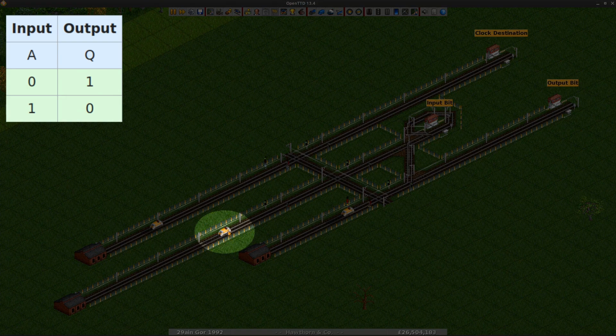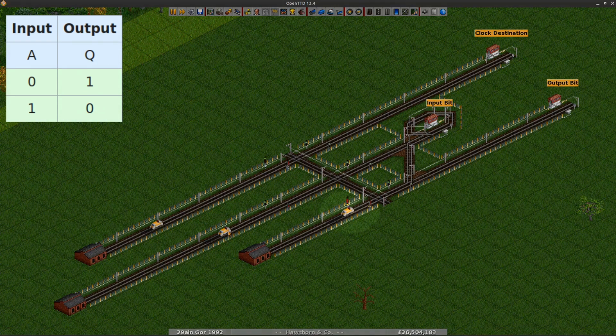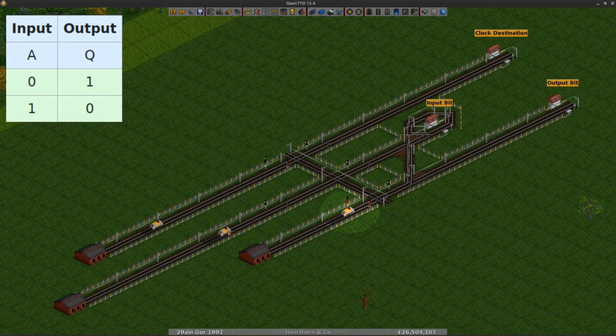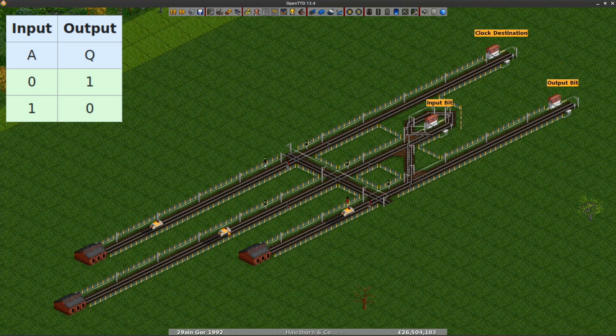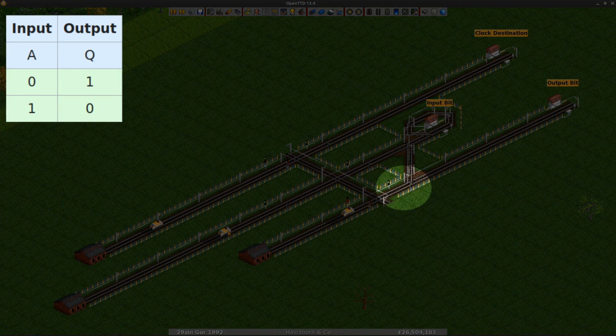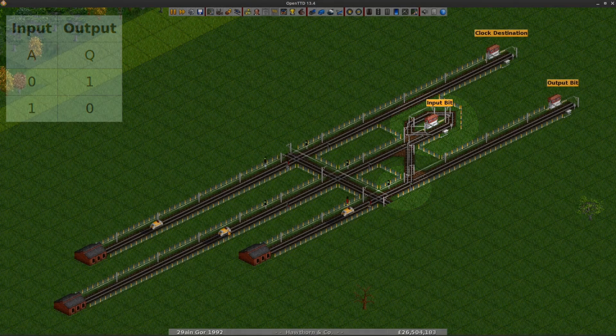This train is the input train. The value of the input is determined by whether or not this train is present in this area. And this train is the output train. It's currently getting a red signal from the clock. Once the clock passes, it'll get a green signal and come across these signals. They are currently green because there is no input train in this area. However, if there were an input train there, they would be red and the output train would not be able to leave.